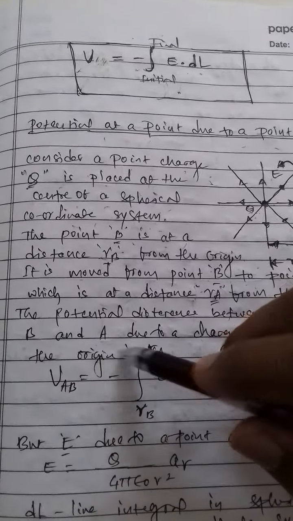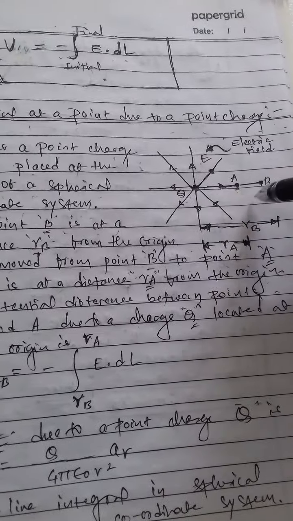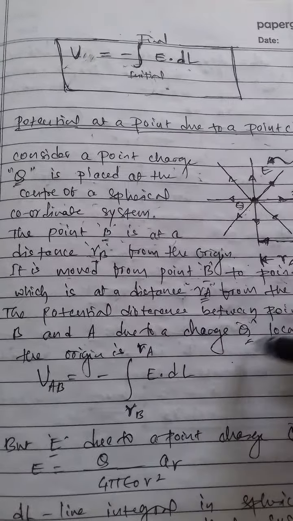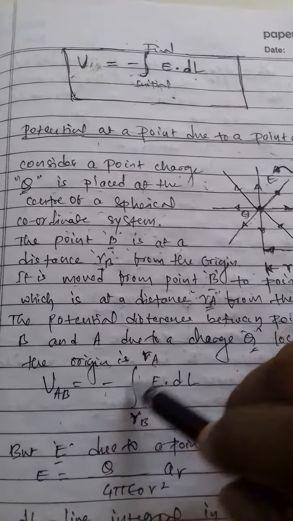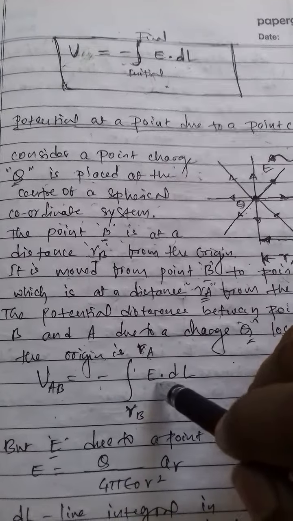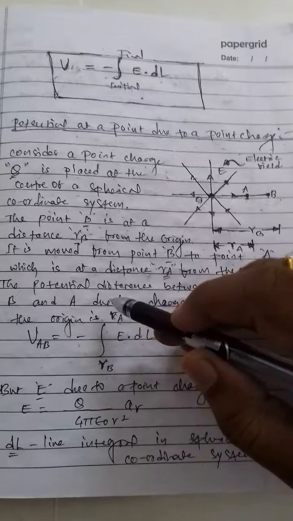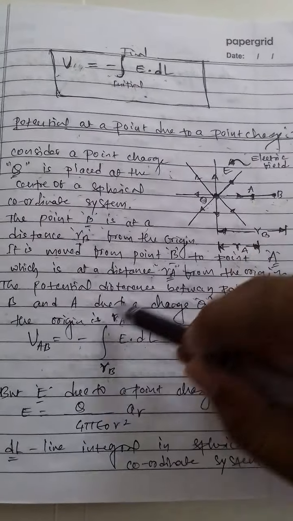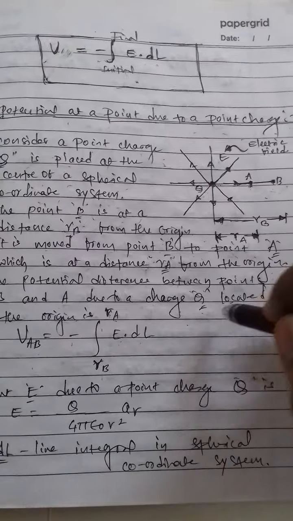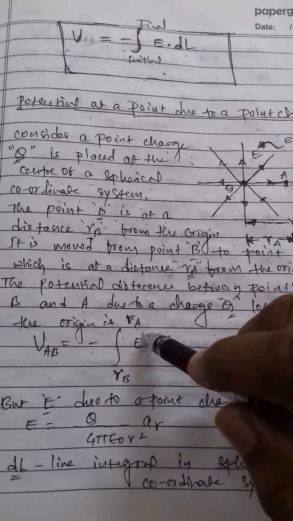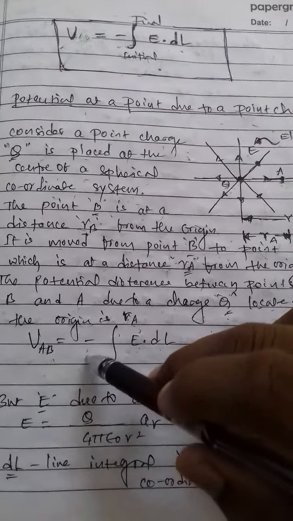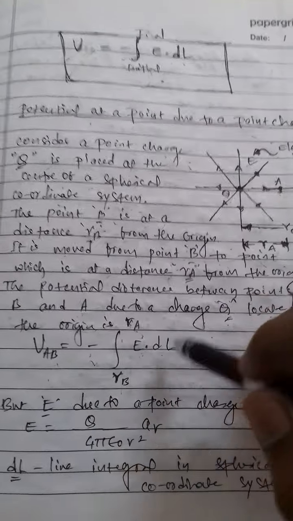The potential difference between points B and A due to a charge Q located at the origin is VAB is equal to minus integral RB to RA E dot dl.